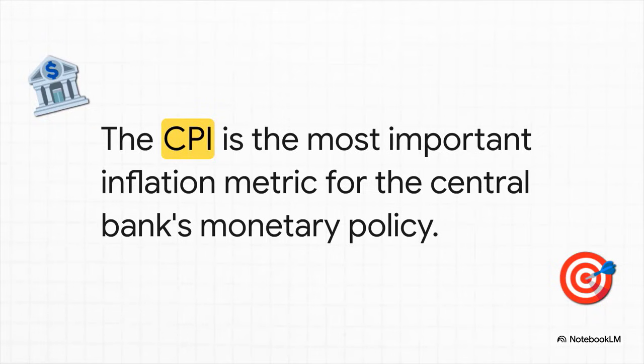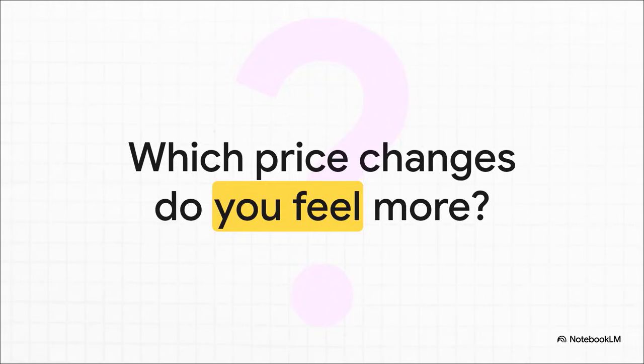So here's the bottom line. Even with all its quirks, even with this whole paradox we've been talking about, the CPI is the number that matters most to the people making the big decisions. It is the single most important metric that shapes the monetary policy that ends up affecting every single one of us. And that really leaves us with one final big question to think about.